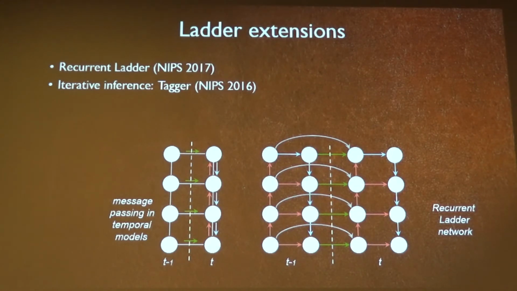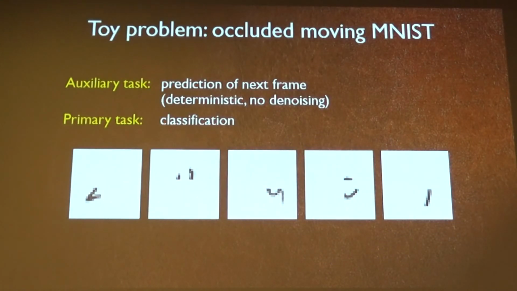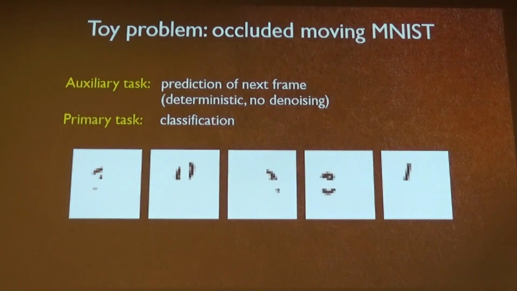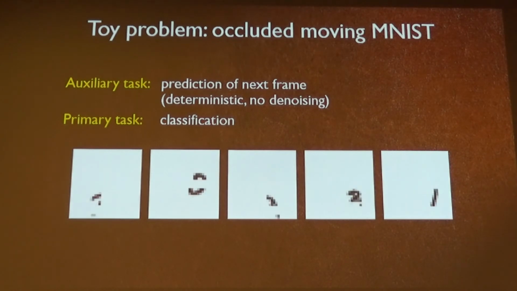There are many interesting problems where you really have to iterate in order to get a solution. So this is what we were working on, publishing in NIPS 2016. I'm going to show you these examples. I hope it will still further clarify what I'm thinking. So let's take this kind of toy problem, occluded moving MNIST. There are 5 different examples of the data.